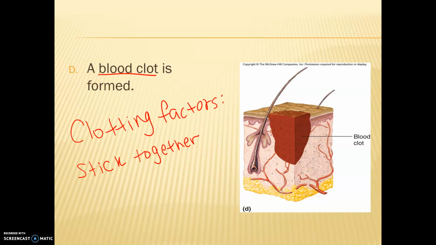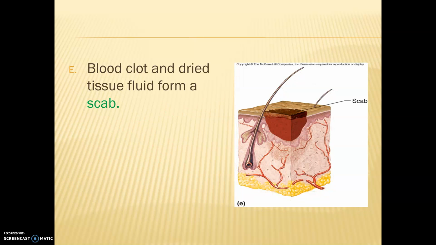So after we have our blood clot, we're going to see that it starts drying, and you're going to see this tissue under here start to reform and repair itself. But our dried blood clot is going to form a scab. So our scab is made of our blood clot and dried tissue.